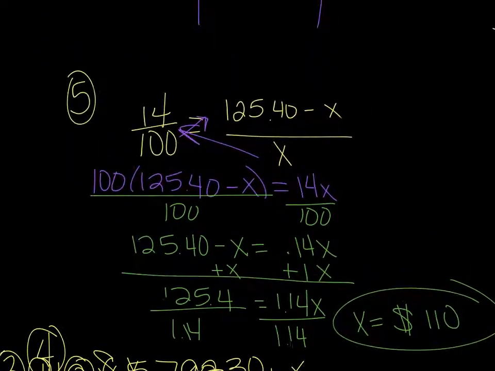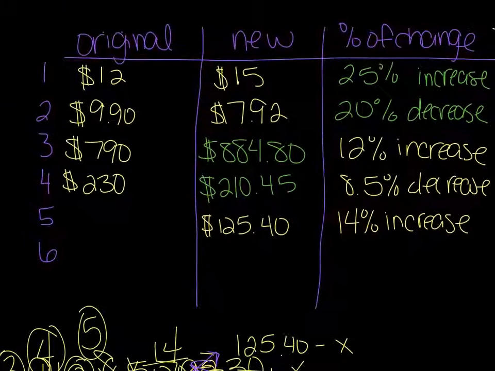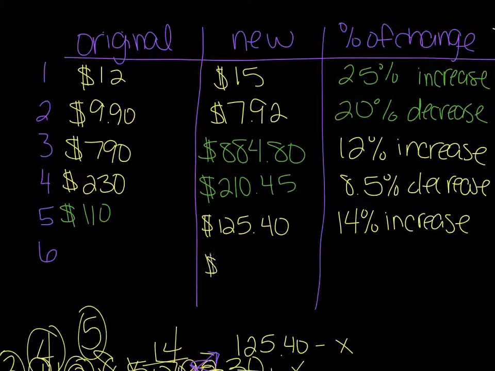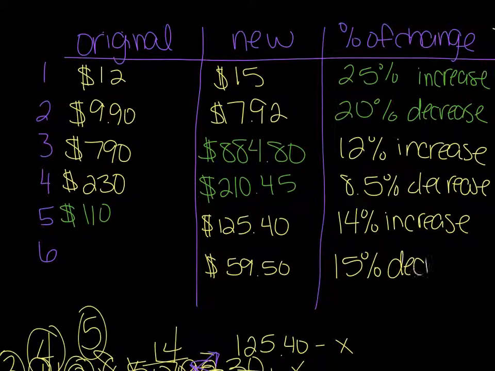I'm going to have you try the last one of these on your own. This one will be set up nearly the same way, except you may have a few things mixed around. This time we're still looking for the original. We want a new price of $59.50, and we have a 15% decrease. Once again, just some things flipped around. Take a second, see if you can get that one solved.